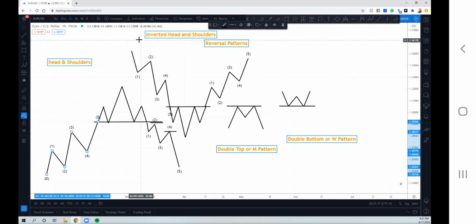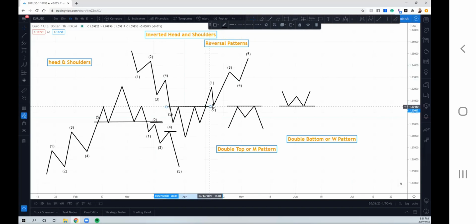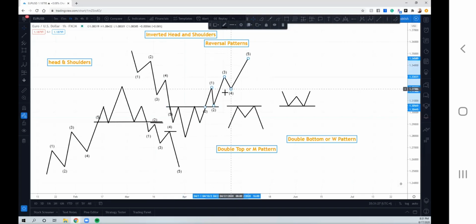Now, the inverted head and shoulders pattern is the opposite. You want to take it at the retest of the break of the neckline and start taking more positions at lower highs here for buys.